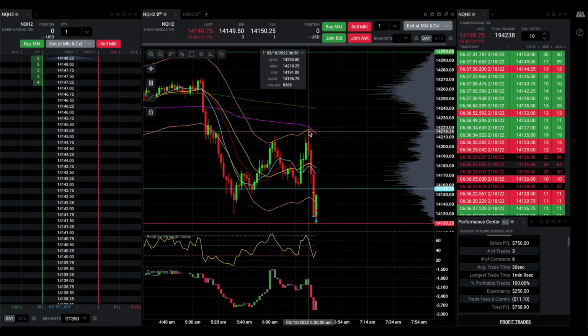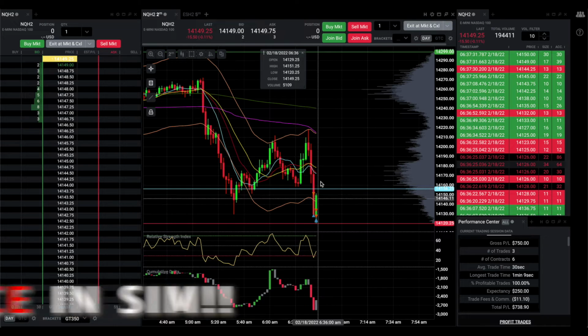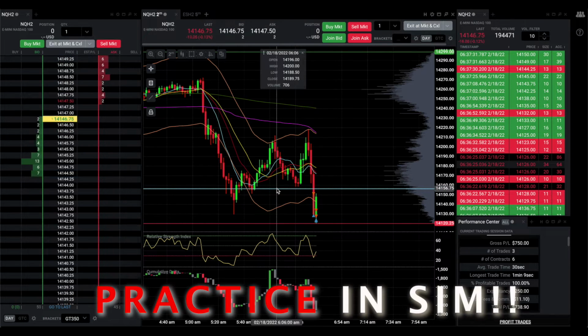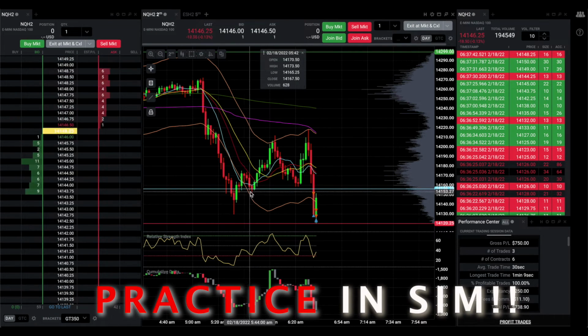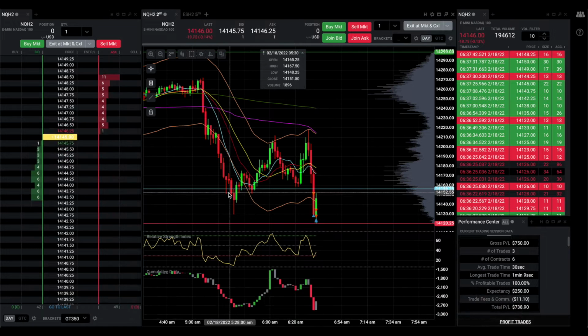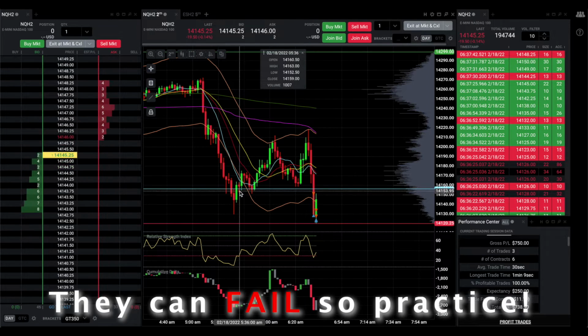You would have got filled at 17. This would have worked to the upside. It's the same thing on the upside, just reversed. Practice in sim. Start looking at these low breaks and getting used to them. They don't always work. Sometimes it'll tag it like this and then it'll go up.